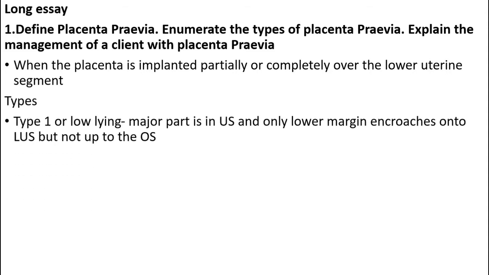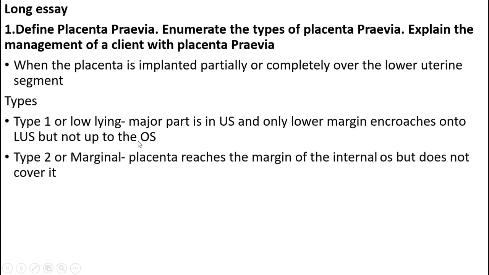The types include, first one, type 1 or low lying. That means a major part of the placenta is in the upper uterine segment and only a lower margin encroaches into the lower uterine segment but not up to the internal os. Type 2 or the marginal placenta reaches the margin of the internal os but does not cover it.